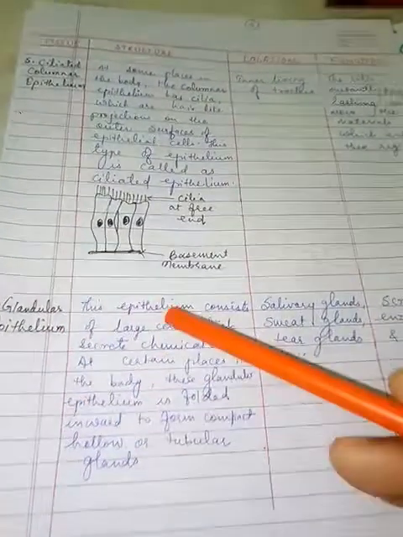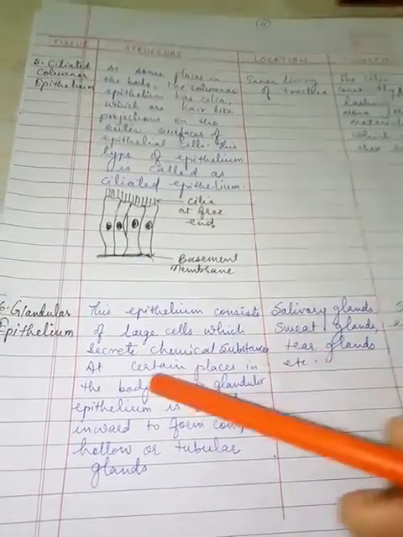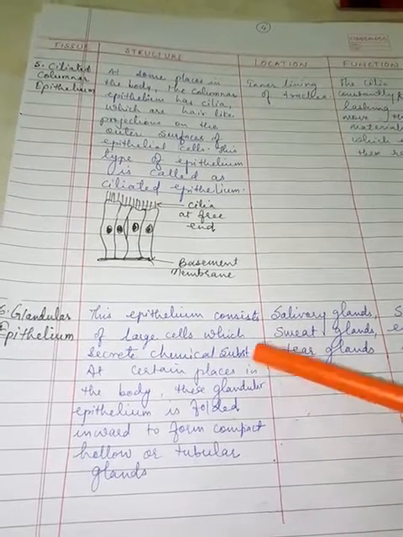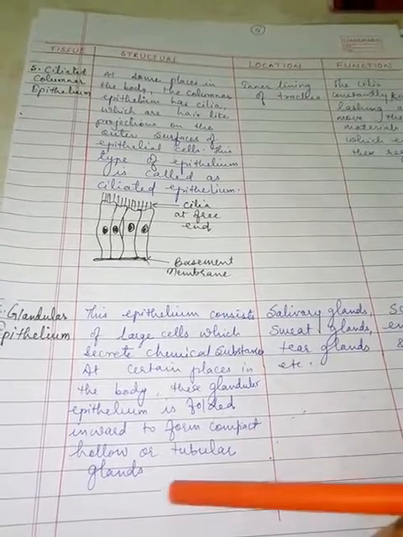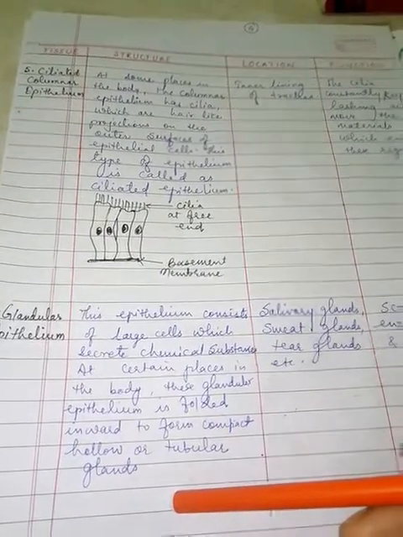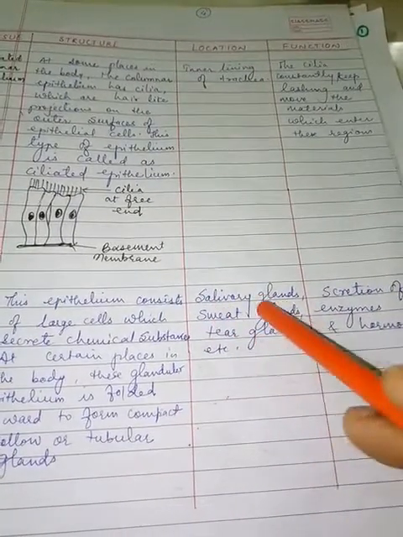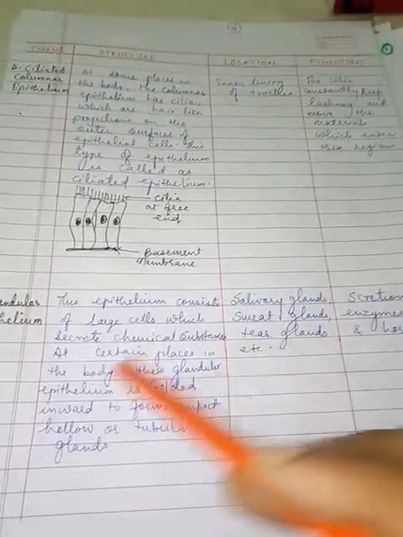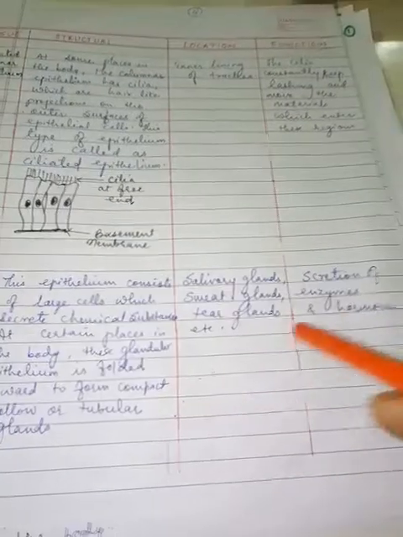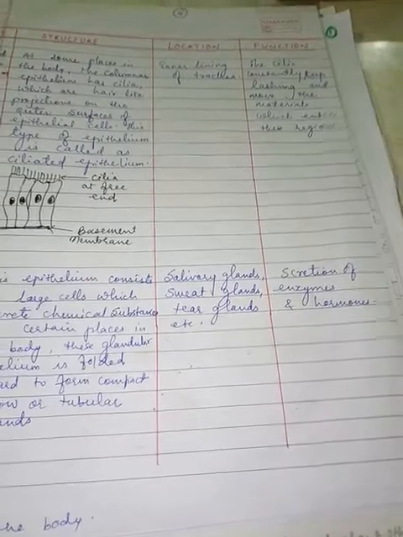And the next type is glandular epithelium. Children, this epithelial tissue consists of large cells which secrete chemical substances, and at certain places in the body this glandular epithelium is folded inward to form compact hollow or tubular glands. Examples are all the glands present in our body, for example, salivary glands, sweat glands, tear glands; they all are examples of glandular epithelial tissue. And the function is secretion of enzymes and hormones.